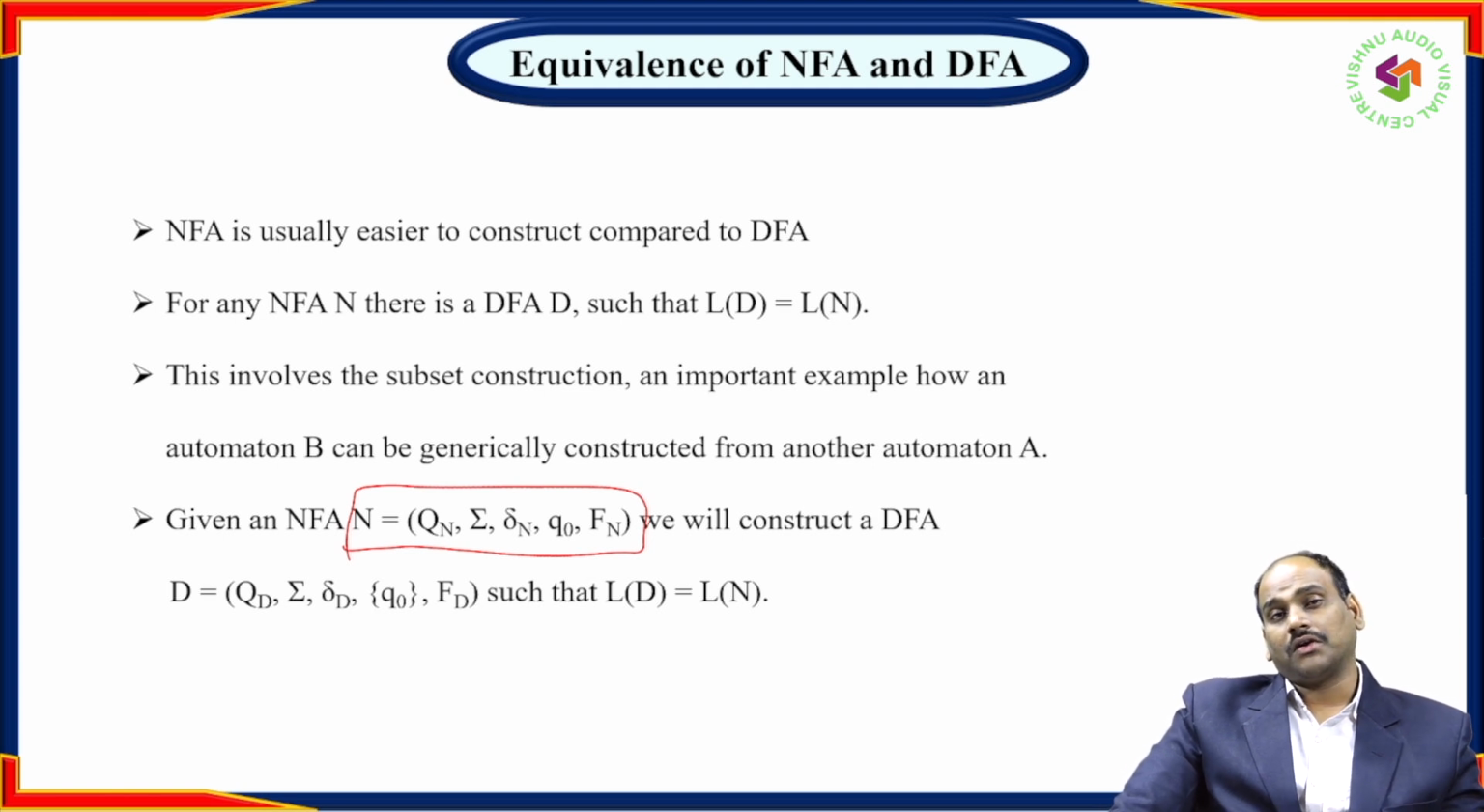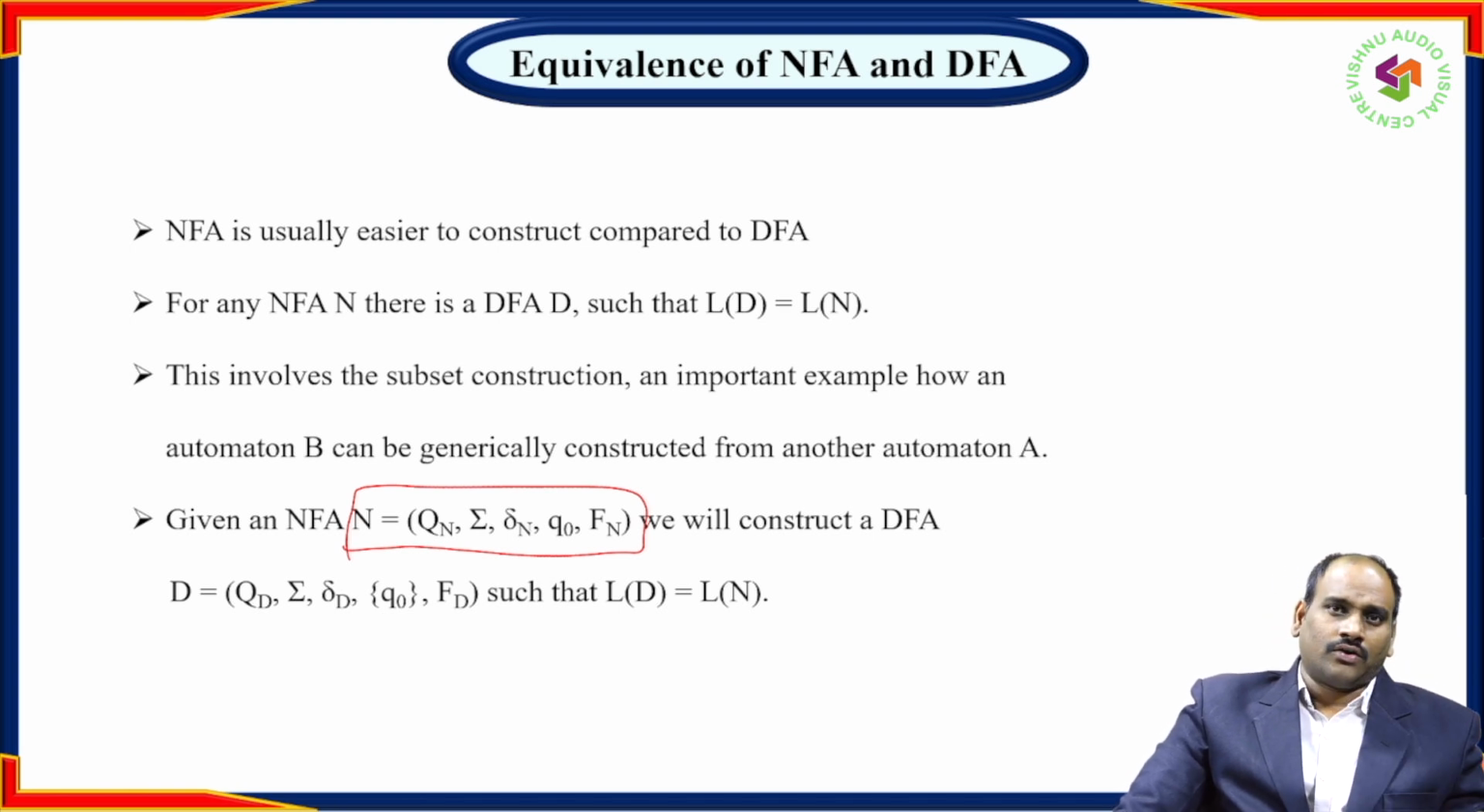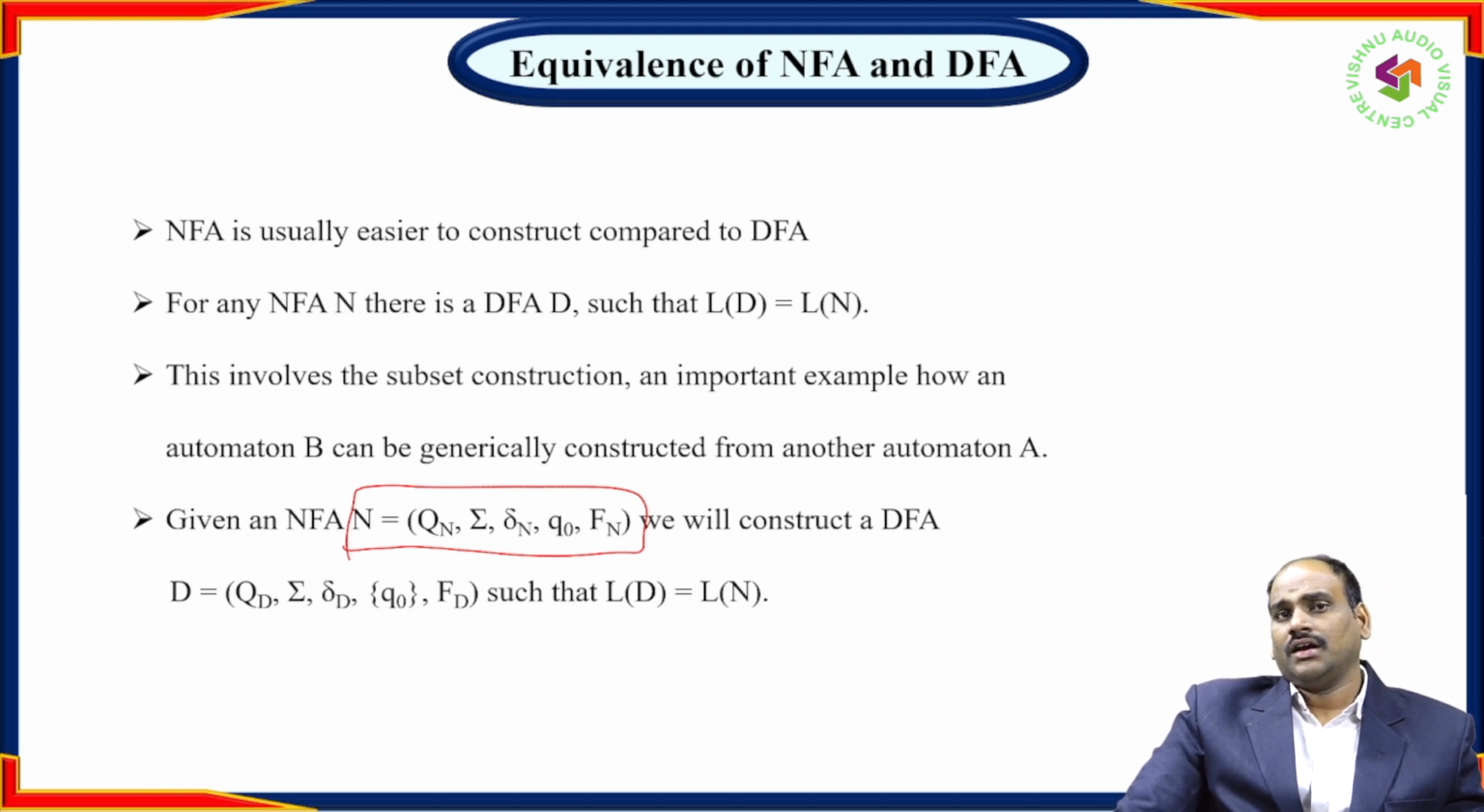For such an NFA, we have to construct the DFA with Qd. Qd indicates the number of states in the DFA, and sigma is the input alphabet, which is the same as the input alphabet of the NFA. Delta D is the transition function for the DFA. Q0 is the initial state. Whatever the initial state we have for the NFA, it remains the same, that means the initial state of the DFA is the same as the initial state of the NFA, and FD is the set of final states. Okay, L of D equal to L of N, indicating those two accept the same language.